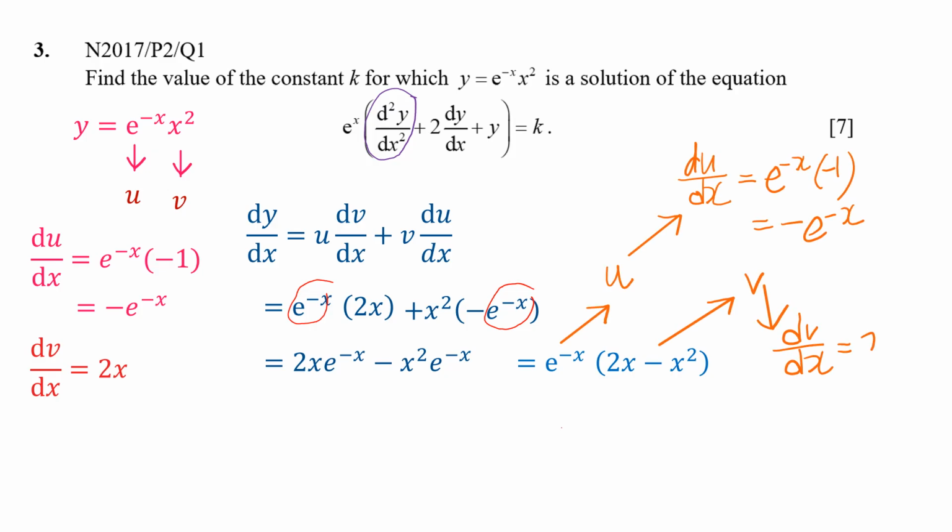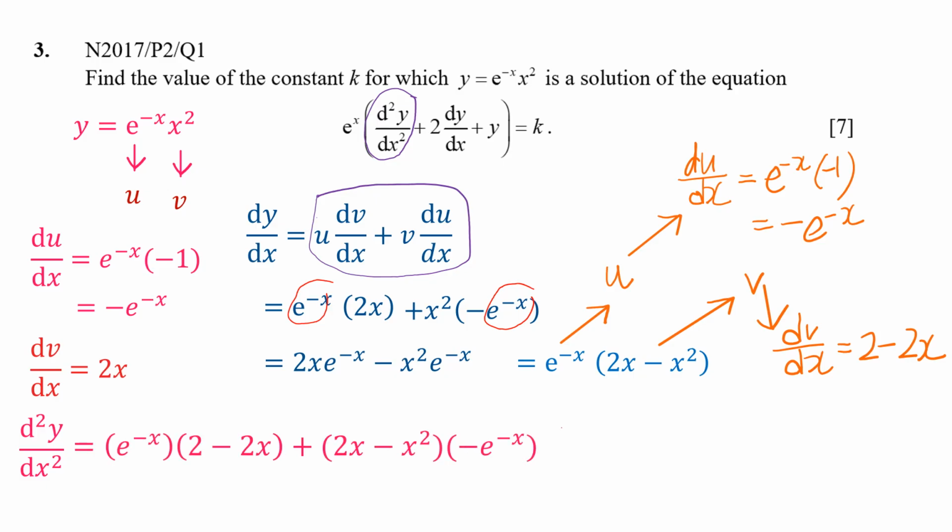And then apply the product rule again. Because I've already written the product rule here, I'm not going to write it again. Basically, you just plug in your u, which is e to the power of negative x, and then your dv/dx, which is your 2 minus 2x here, and so on and so forth. The next step is again to factorize your e to the power of negative x.